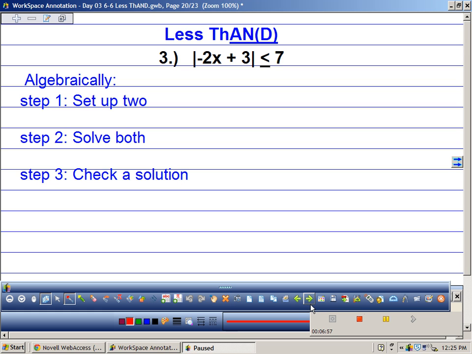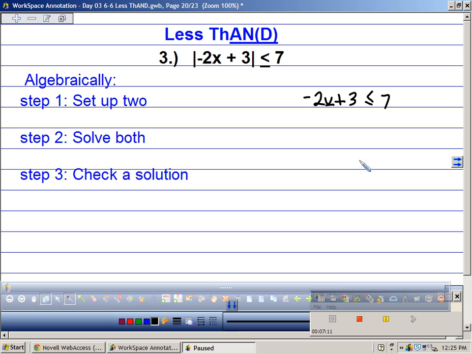All right, here's another one. Write this one down. I'm going to set up negative 2x plus 3 is less than or equal to 7 in the positive direction, and negative 2x plus 3 would be greater than or equal to negative 7 in the negative direction.